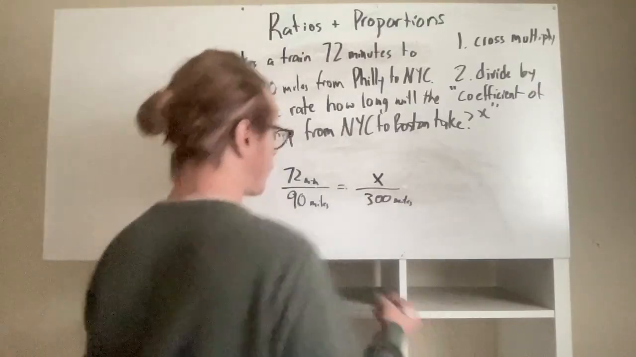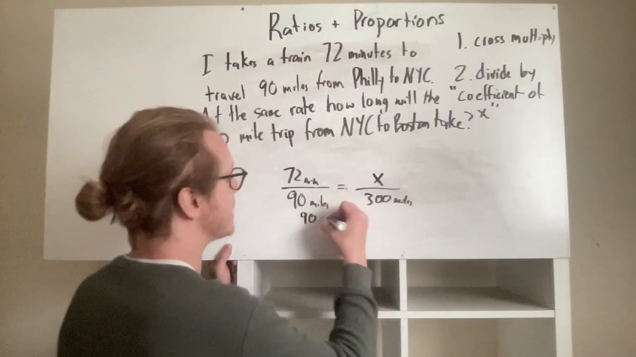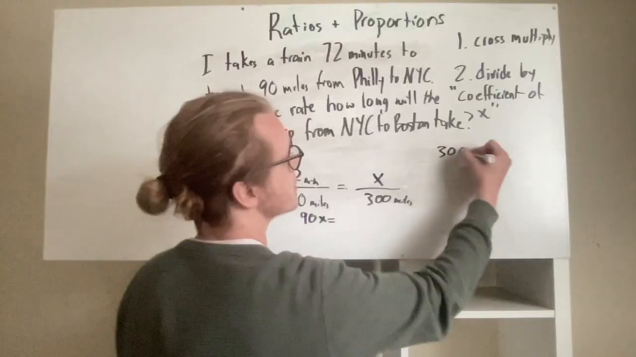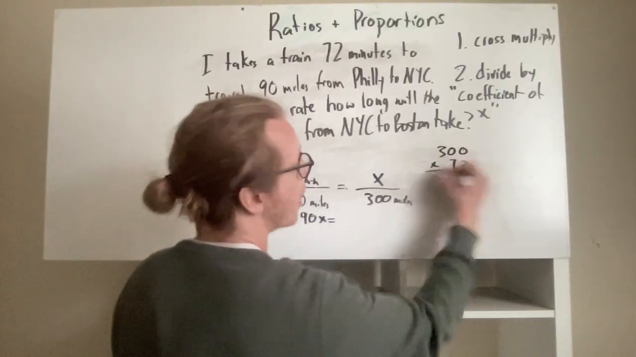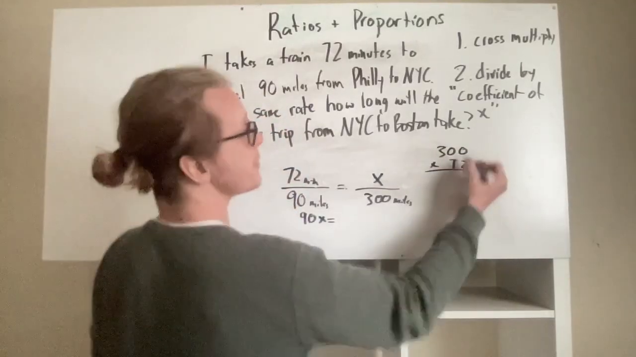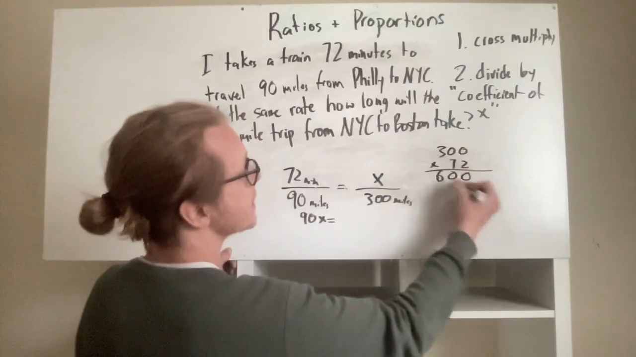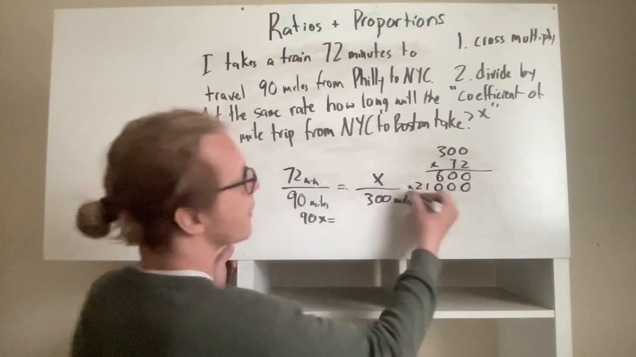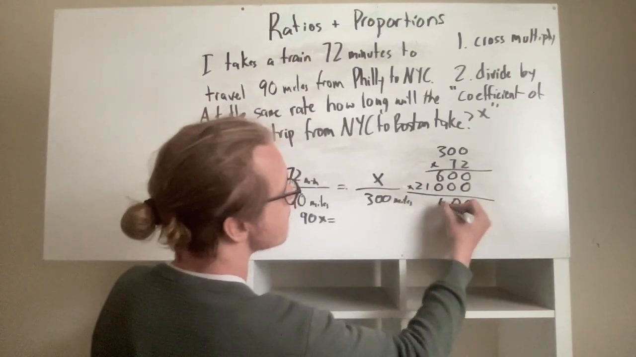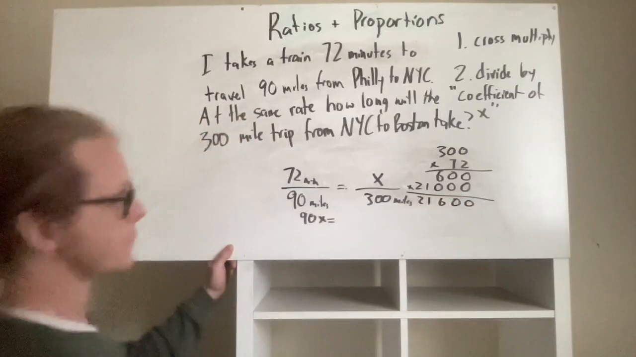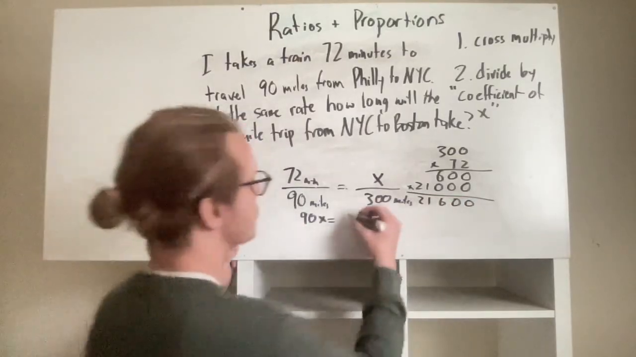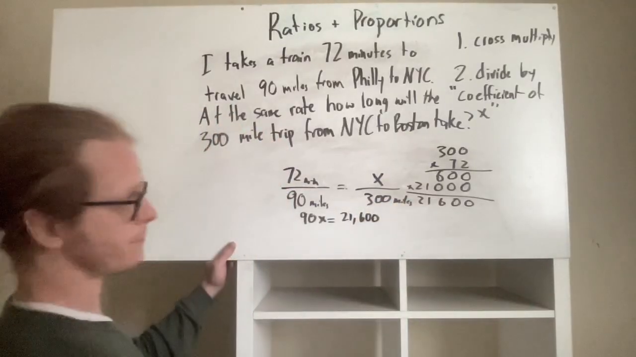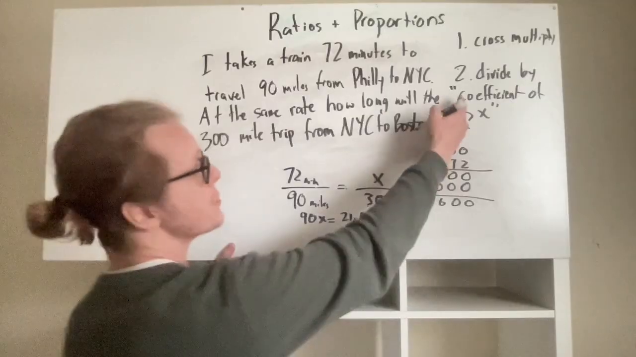All right, we cross multiply. 90X equals, again, let's just do it out for practice. You'll probably have a calculator to use. 72 times 300 is 21,600. So 90x equals 21,600. Okay, what's step 2?